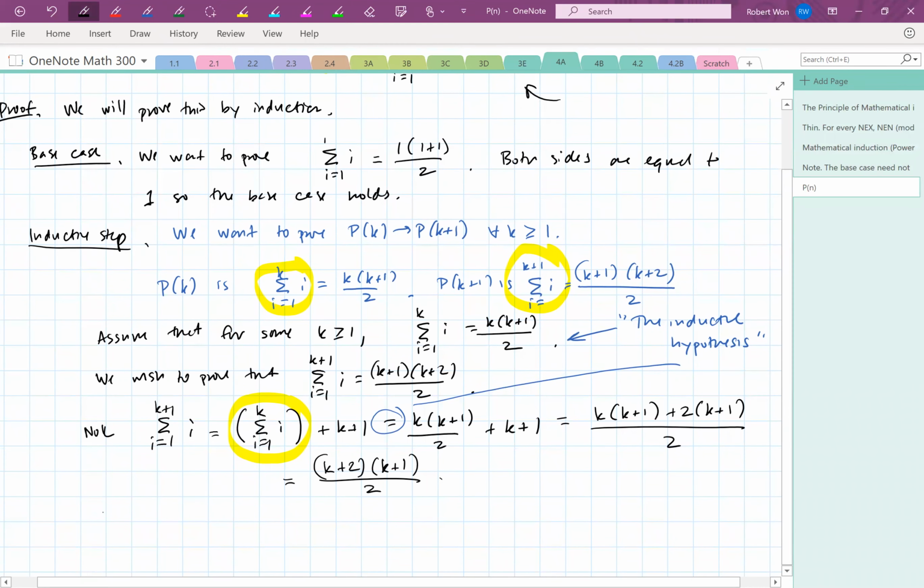Now I've proven the base case. I've proven the inductive step. So by the principle of mathematical induction, I've proven this statement for all natural numbers n. So here I'm invoking the principle of mathematical induction, which says that this technique works. So hence, by induction, the sum i equals 1 to n of i equals n times n plus 1 over 2 for all n greater than or equal to 1.